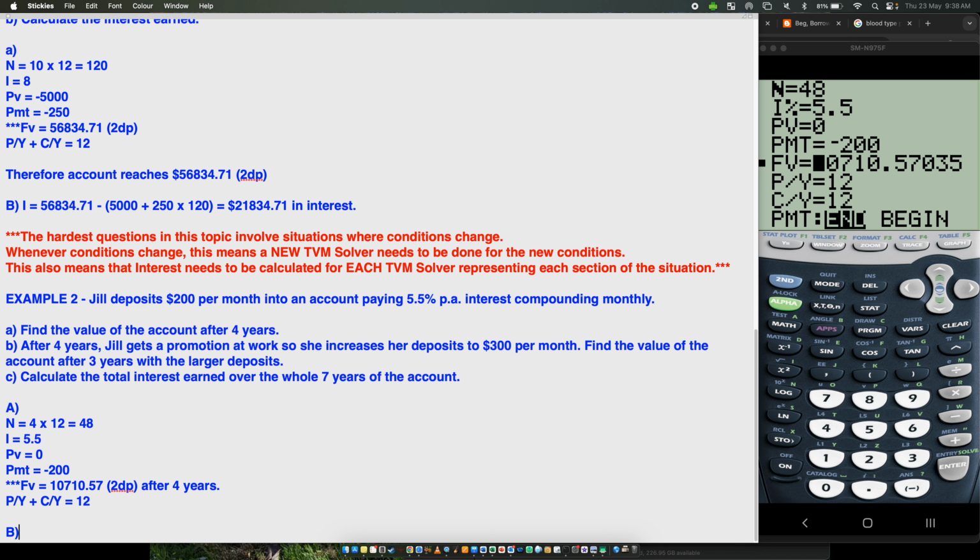Give you a couple of minutes to get that first part, eh? That first part needs to be done for us to work out the interest.